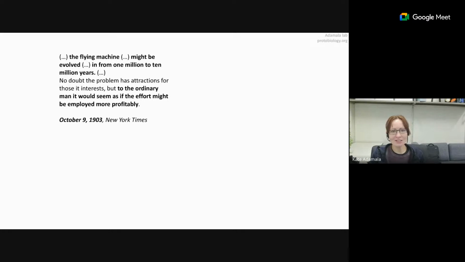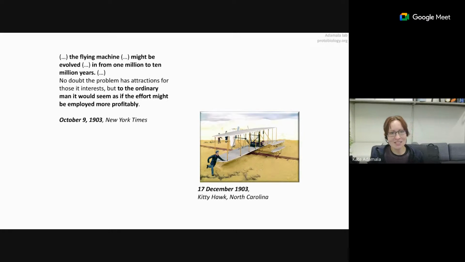And so they wrote this article saying a flying machine heavier than air is practically impossible. You might as well not waste your time doing it. And then 2 months later, the Wright brothers flew their first Wright Flyer.